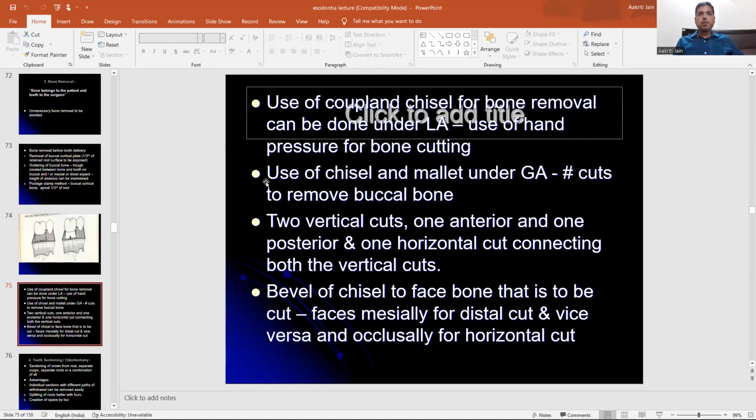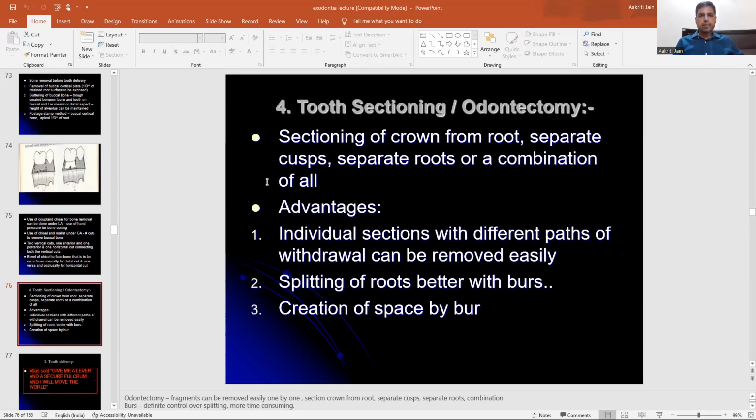Use of a chisel, or bone removal, can be done under local anesthesia, using hand pressure for bone cutting. Use of a chisel and mallet under general anesthesia, with fracture cuts to remove the buccal bone. Two vertical cuts, one anterior and one posterior, and one horizontal cut connecting both the vertical cuts. The bevel of the chisel faces the bone that is to be cut. It faces mesially or distally for the vertical cuts and vice versa, and occlusally for the horizontal cut. This is how you use the chisel and mallet.